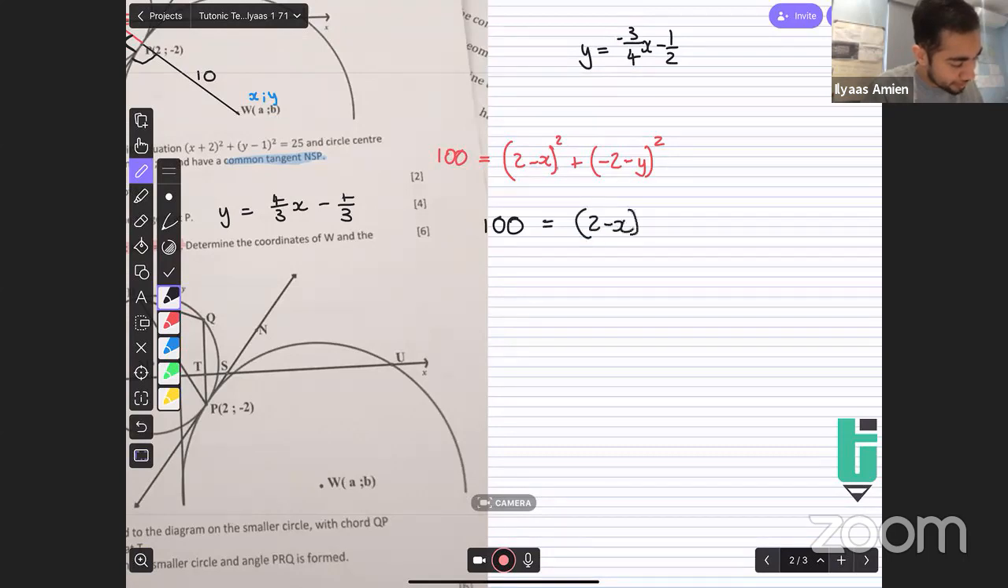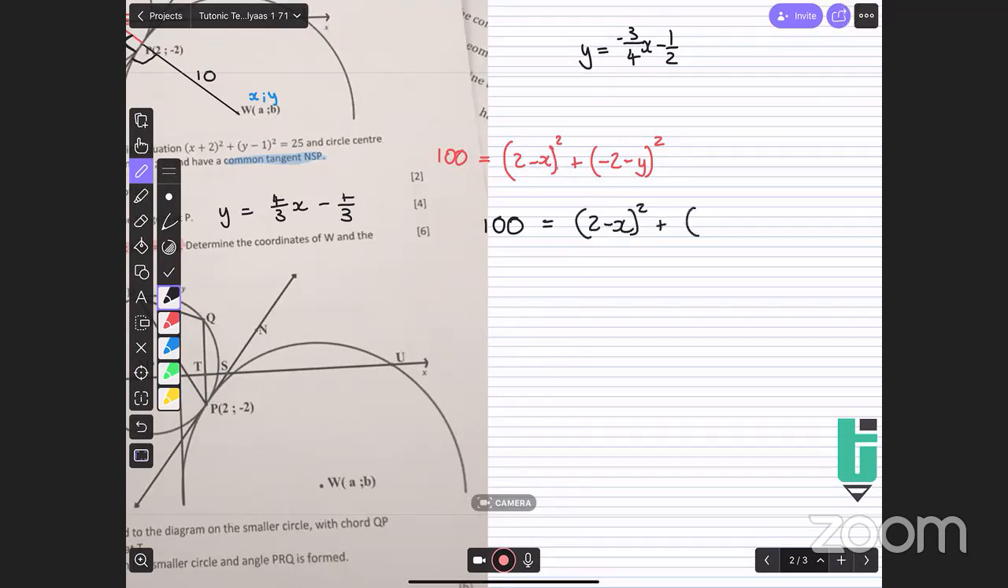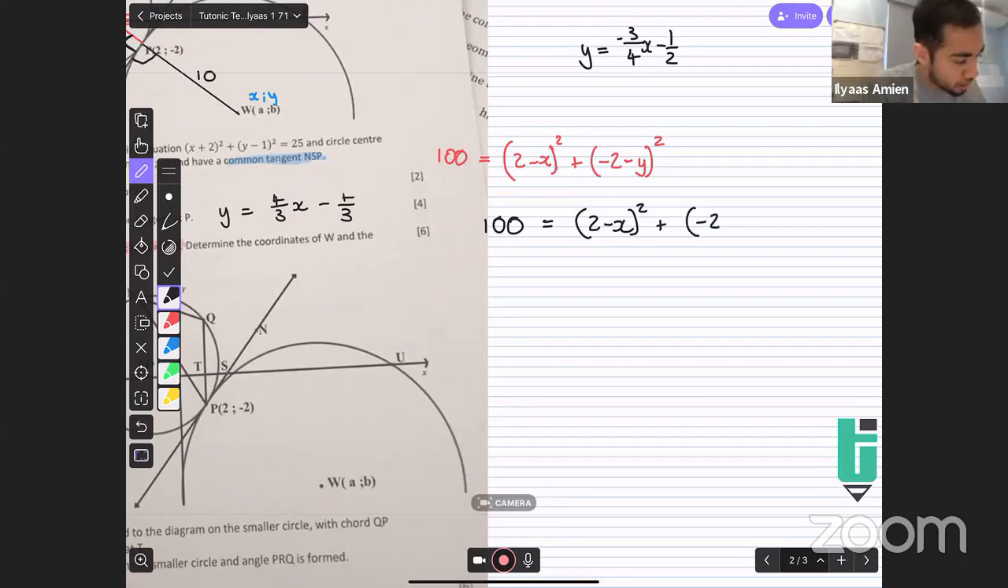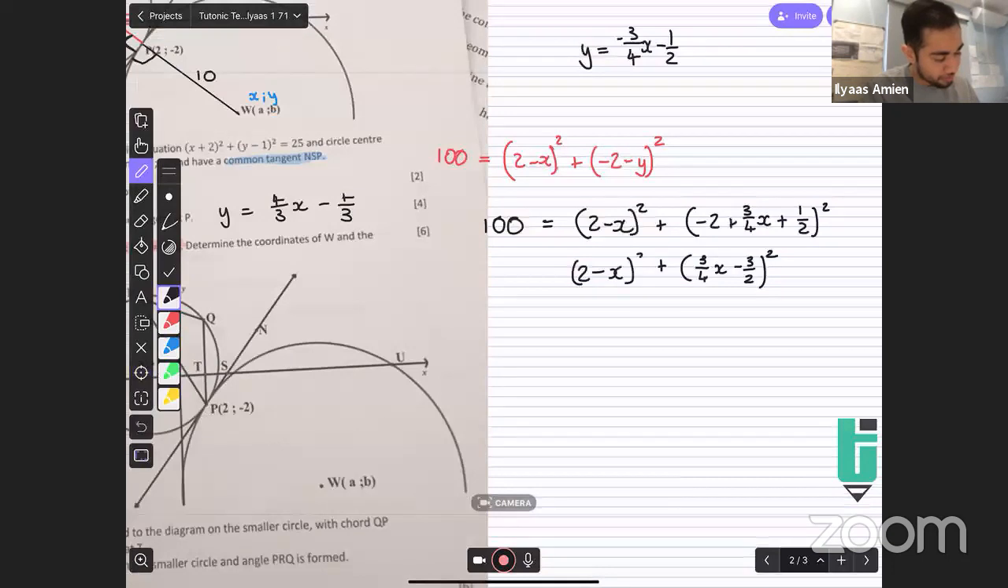Okay, minus 2 minus y, but y is minus 3 over 4x minus a half, so it'll be plus 3 over 4x plus a half, squared. And that simplifies to 3 over 4x minus 2 plus a half, squared. Do you see now?